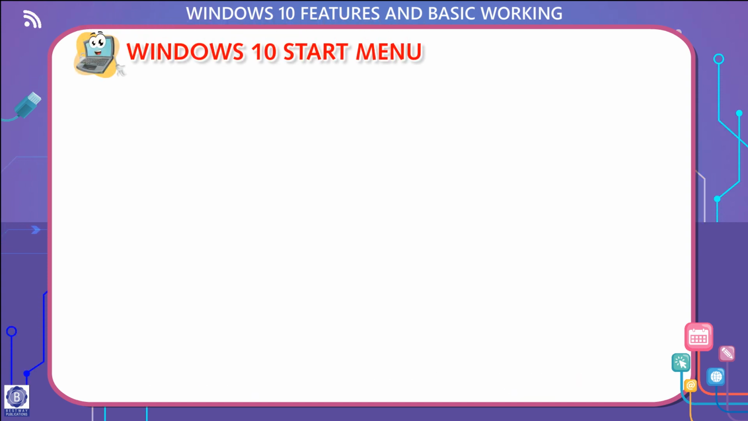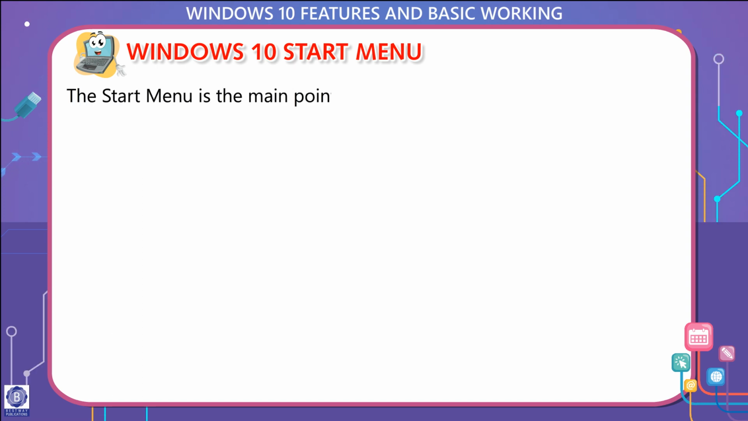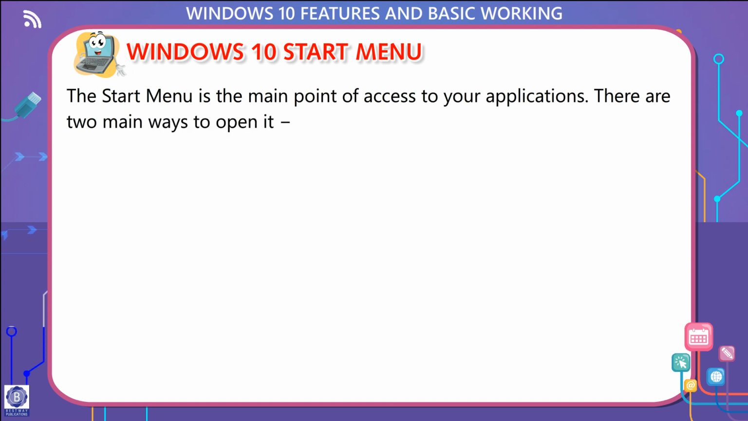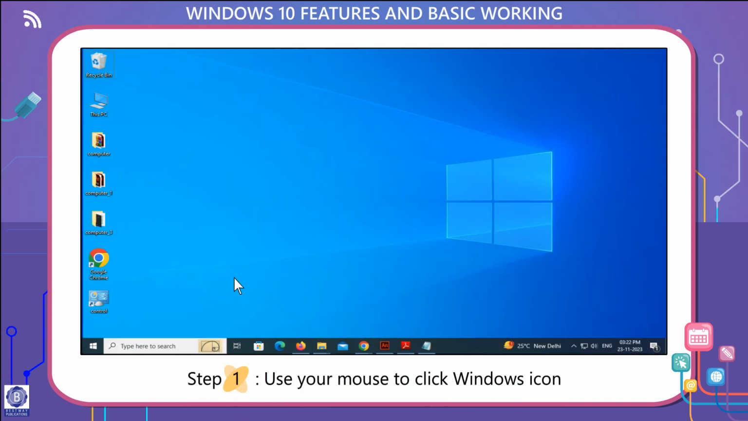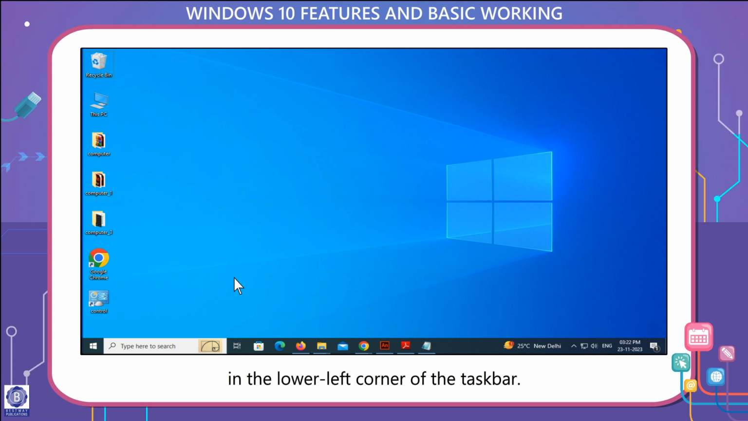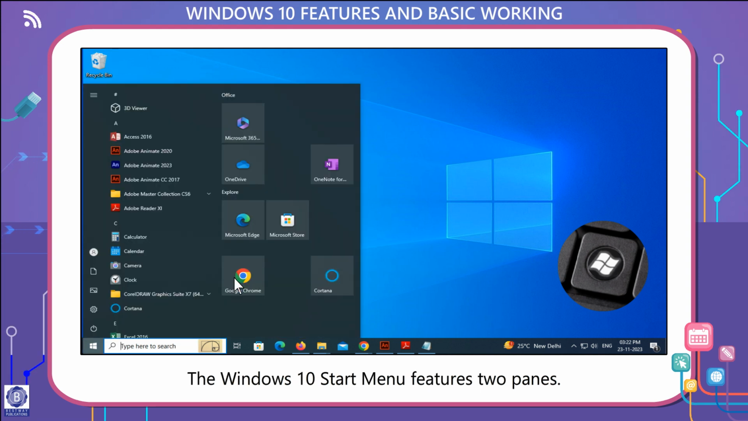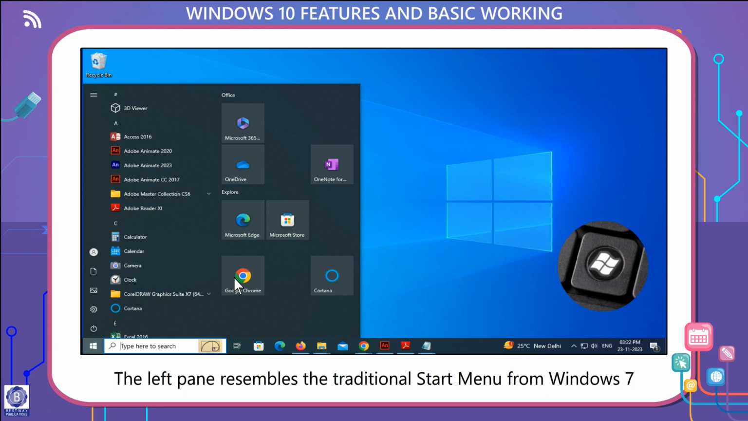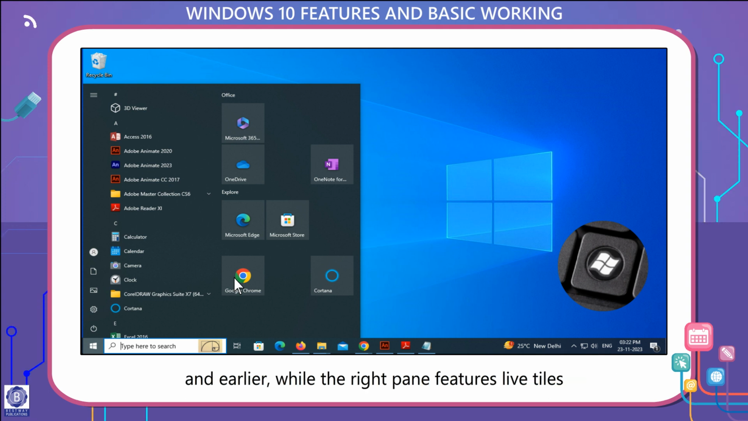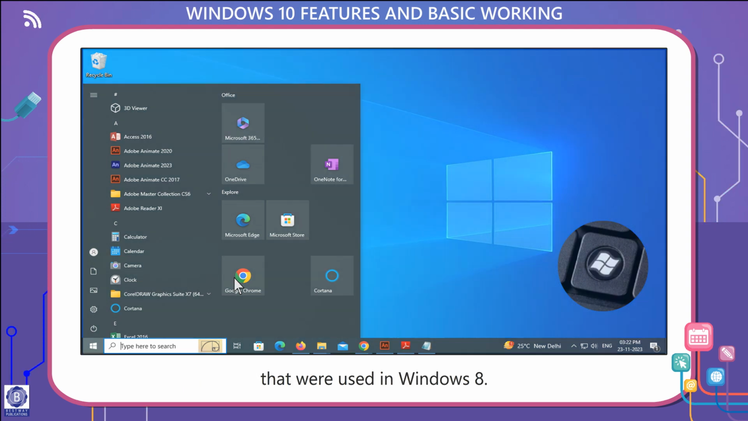Windows 10 Start Menu. The Start menu is the main point of access to your applications. There are two main ways to open it. Step 1. Use your mouse to click the Windows icon in the lower left corner of the taskbar. Step 2. Press the Windows key on the keyboard. The Windows 10 Start menu features two panes. The left pane resembles the traditional Start menu from Windows 7 and earlier, while the right pane features live tiles that were used in Windows 8.